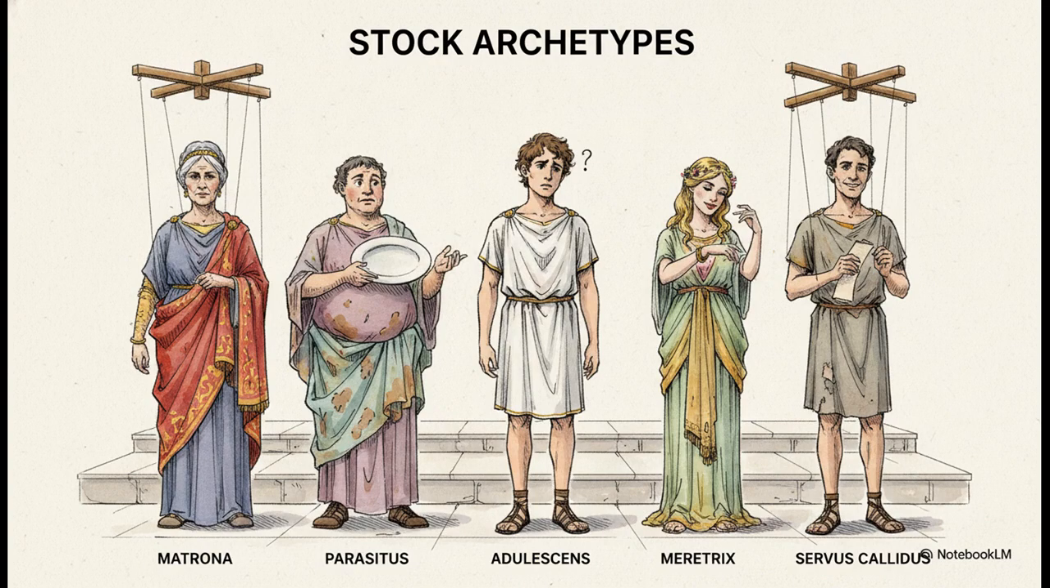Plautus leans so heavily into dramatic irony here. We, the audience, know all about the identical twins, but the characters on stage succumb to complete and utter bewilderment. You see, the fabula palliata relies on these rigid, predictable characters reacting to highly unpredictable situations.